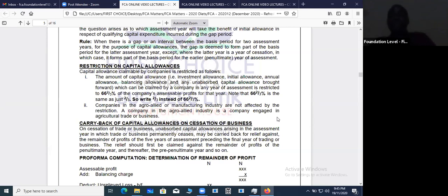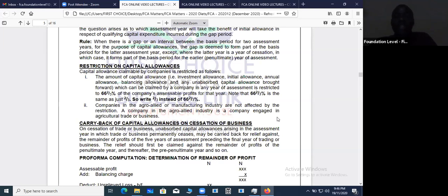Let's say, for example, you have 12 million naira as your accessible profit, and you want to claim 10 million naira capital allowance. The law says that not all companies can claim the whole 10 million, even though you have enough profit to carry it. If you are to clear the whole 10 million, you'll be leaving 2 million for tax. And the government said, no, how can I be taking 2 million out of 12 million for tax? It's not working that way.